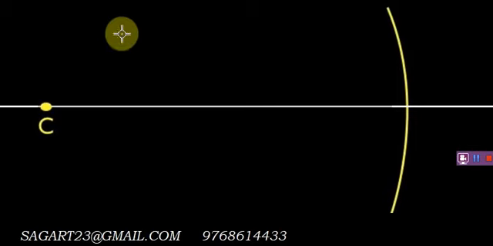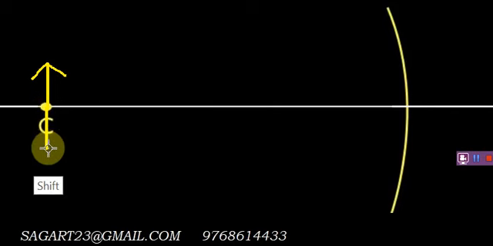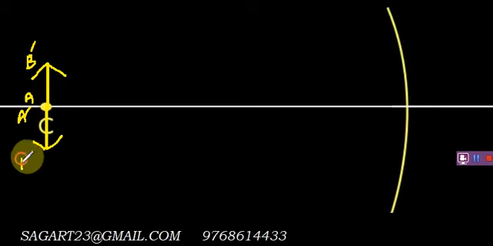We will place the object at C. Now, when the object is placed at C, the image is also formed at C, and the image that is formed is exactly the same size as the object. So if this is my object AB, my image will be A'B'. You can see that I have already drawn the image and there is no F over here. So how to complete this diagram?